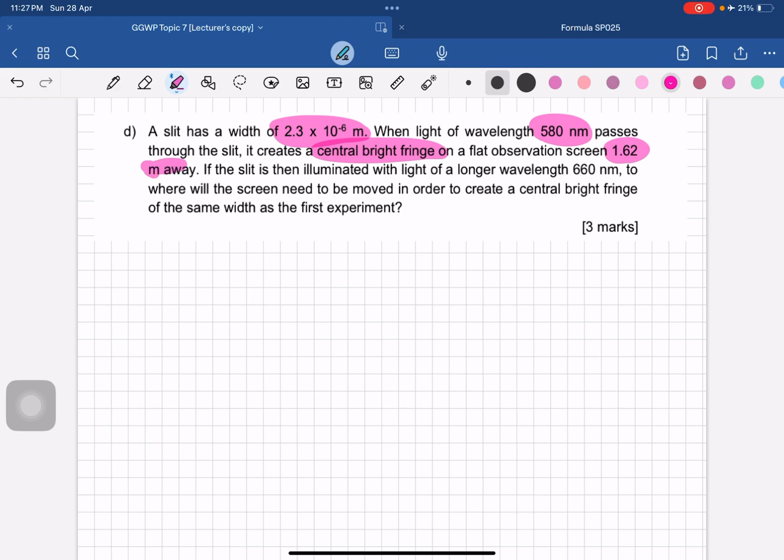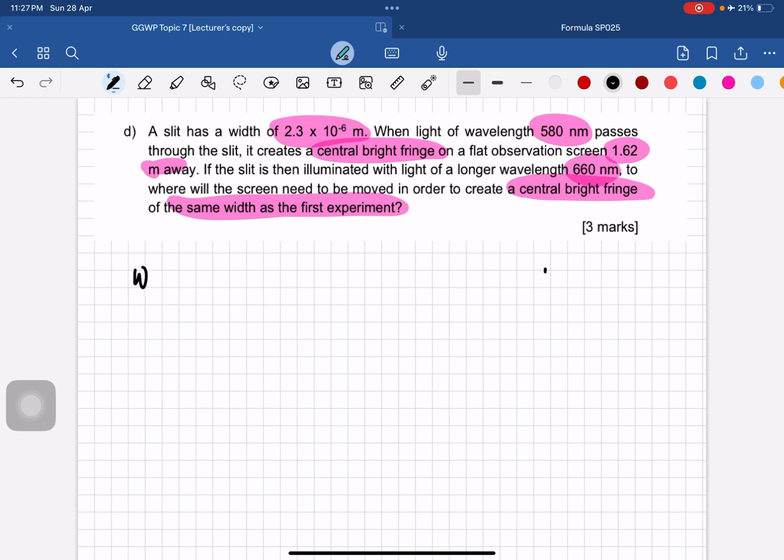Lepas tu dia bagi tahu the slit is then illuminated with a light that has a longer wavelength, which is 660 nanometer. To where will the screen need to be moved for it to create a central bright fringe that has the same width as the first experiment? So this question here is talking about width of the central bright fringe.